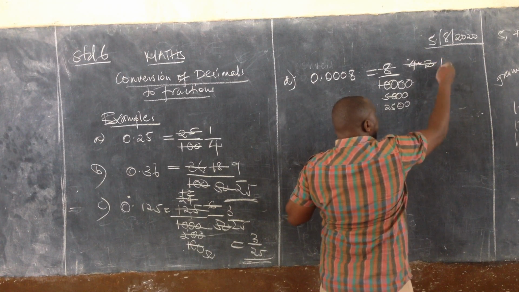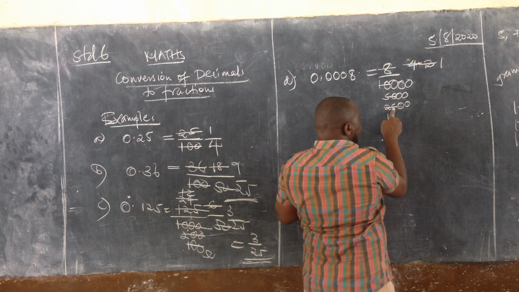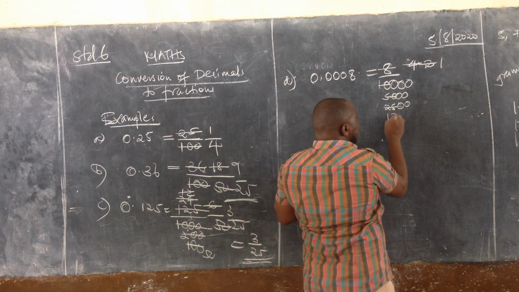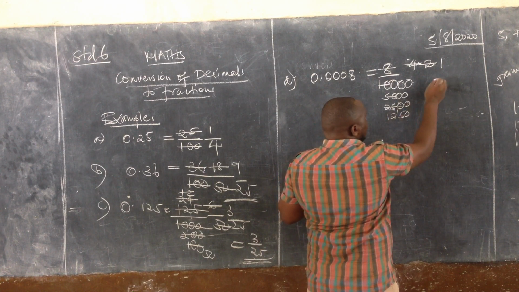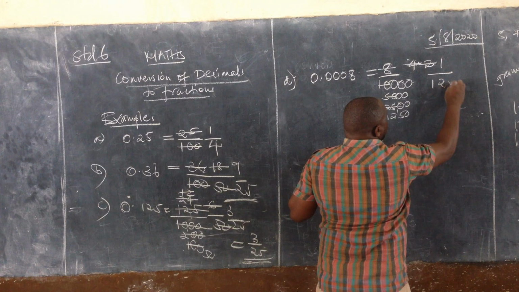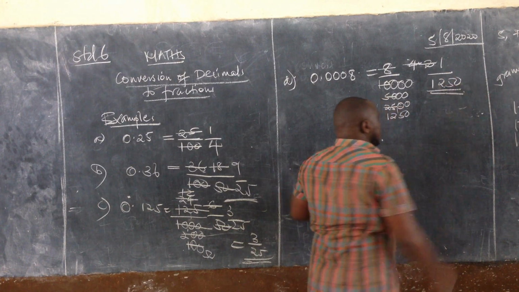0 and an even number. By 2, 1. By 2, 1. 2 goes into 5 two times, so 4. You bring that 10, there comes 10. 5, 0. Over 1,250. And that becomes your answer.